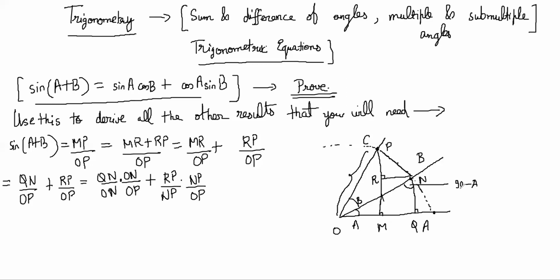Correct? And 90 minus A is this, then this much is A, right? This much is A, then this is 90 minus A, right? This is 90 minus A, so this must be A, right? This must be A, no? I think, yeah.